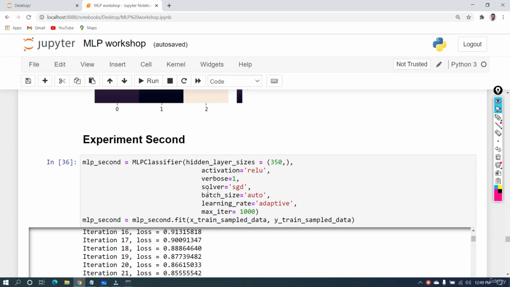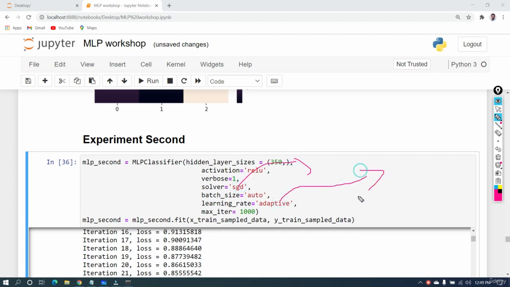Now the second experiment with the hyperparameters. What we did here is change the solver. If you remember, it was Adam at first. Now we use SGD, which refers to stochastic gradient descent. We are also using adaptive as our learning rate, not constant anymore. So what is adaptive and what is constant?